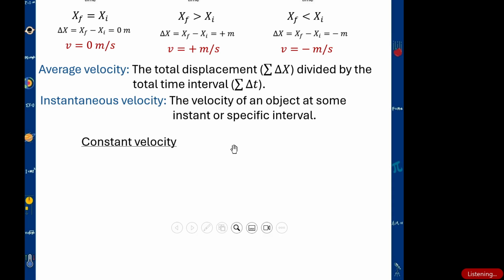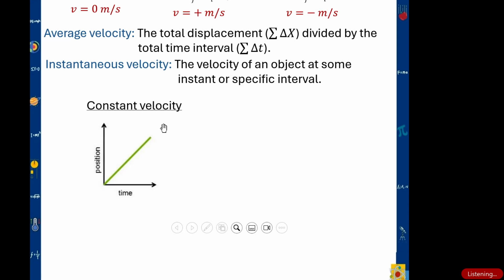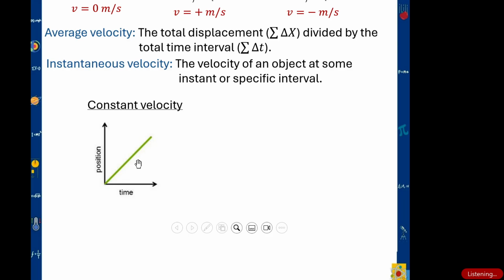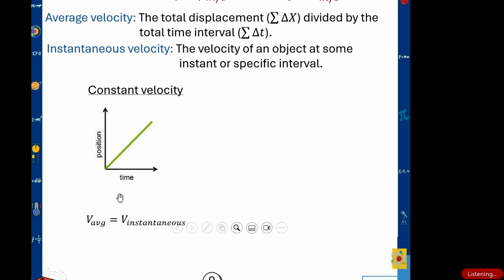They need to be different, by the way. If they are constant, which means you have a constant velocity, it means your velocity is not changing. The slope of the line is exactly the same. So this will always give a constant velocity. The velocity value is not changing. So in that case, both average and instantaneous are the same.